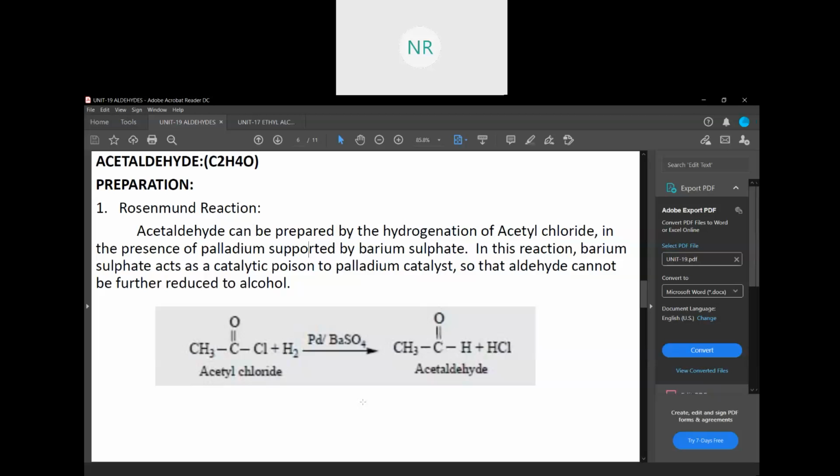So acetyl chloride plus hydrogen, in the presence of palladium and BaSO4, that is barium sulfate. Here, palladium is your catalyst and barium sulfate is your catalytic poison. It produces acetaldehyde as the main product and hydrochloric acid as your byproduct. Okay, so this catalyst and catalytic poison is very important. You have to mention it while writing the reaction.